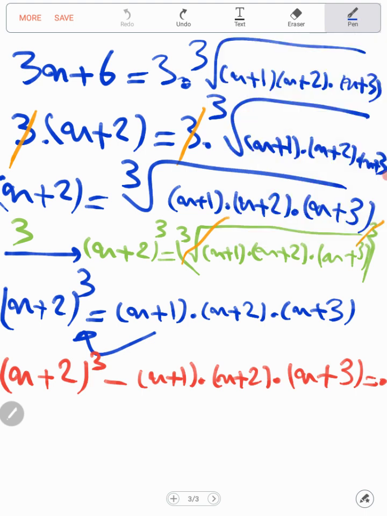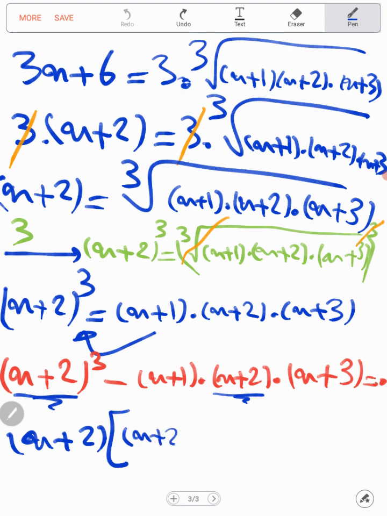And for finding an answer in this situation, it's better to factor out this expression, because parentheses x plus 2 is similar with this x plus 2, and it's better to factor out x plus 2 from these terms. Okay, from the first term, we can have just x plus 2 to the power of 2 minus x plus 1 times x plus 3.